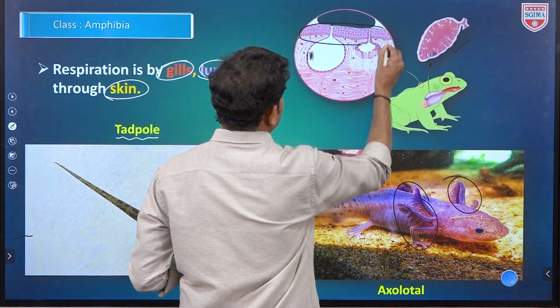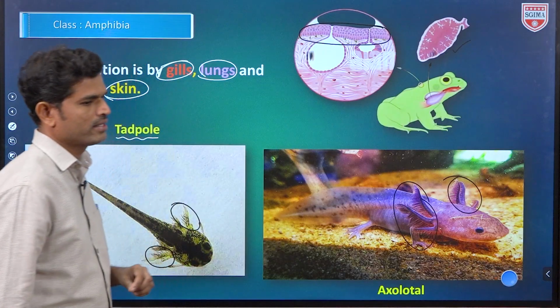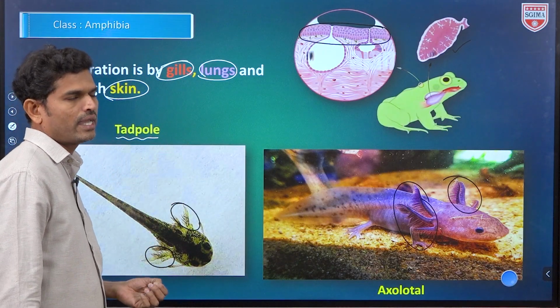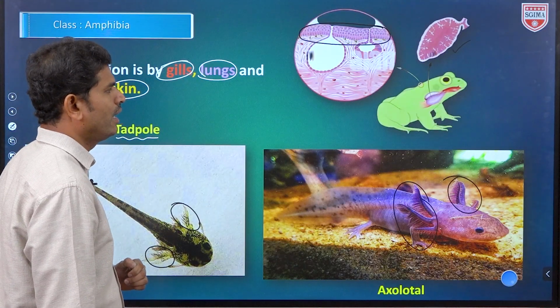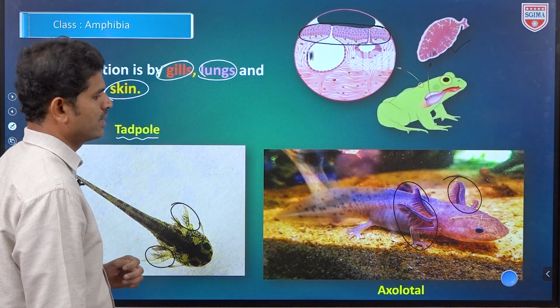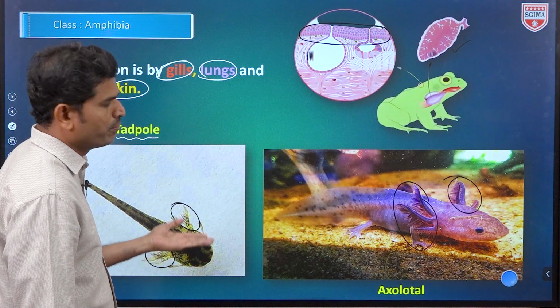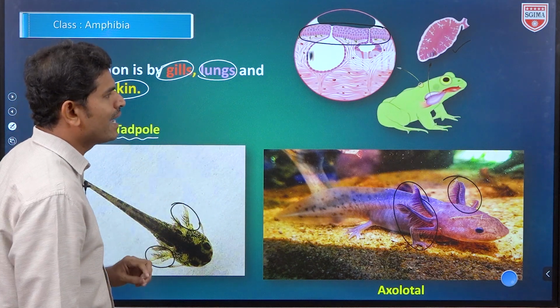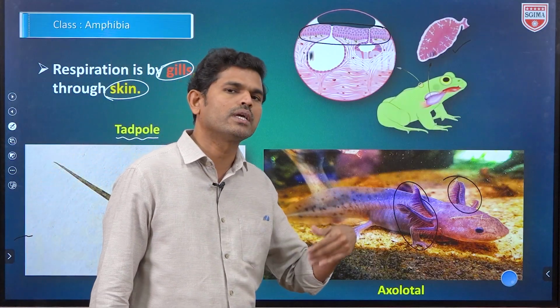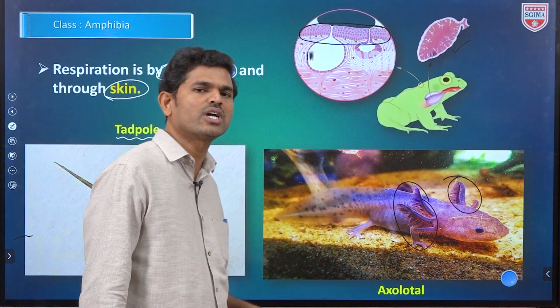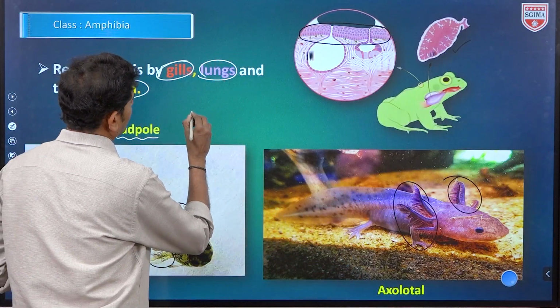Skin also acts like a respiratory organ. In frogs it acts as an accessory respiratory organ. The main thing is, which one? Lungs are the main respiratory organs. On land also, majorly the lungs only act as the respiratory organ. But when the frog undergoes hibernation and estivation, that is called a dormant condition.